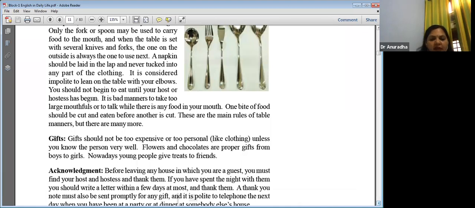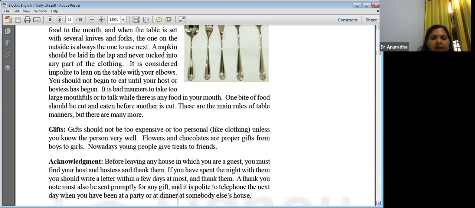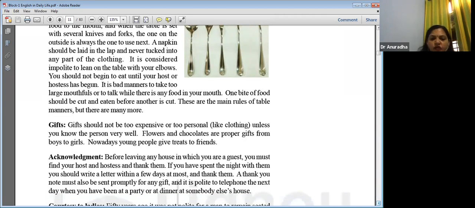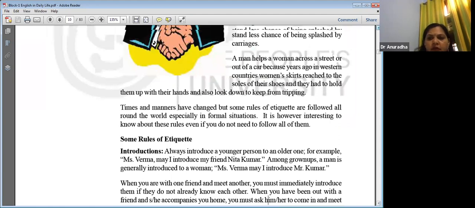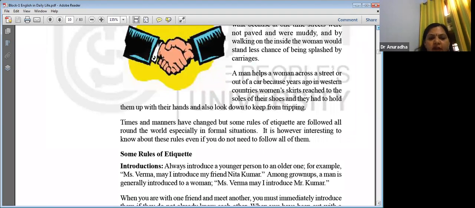Okay, if you have spent the night with them, you should write a letter within a few days at most and thank them. Or aajkal to jaise letter ka itna time nahi hai, so you can write an email and you can write a WhatsApp message also. So a thank you note is the key. A thank you note must be sent promptly for any gift, and it is polite to telephone the next day.